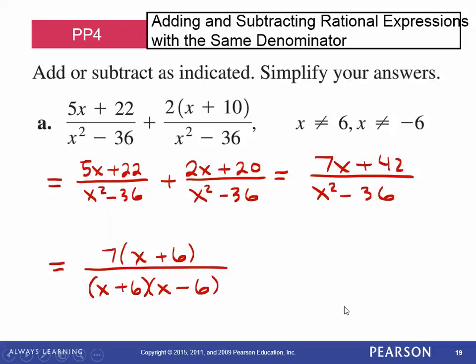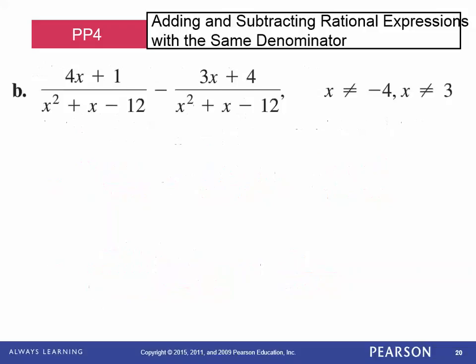Alright, and x plus 6 are gone. Final answer: 7 over x minus 6. That's our final answer. Okay, that's addition. I guess we should do one with subtraction real quickly here. It's all yours for subtraction.